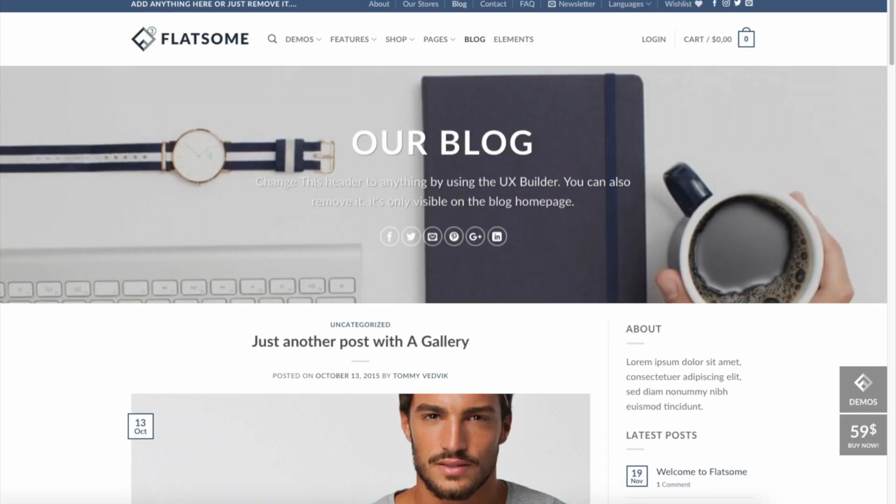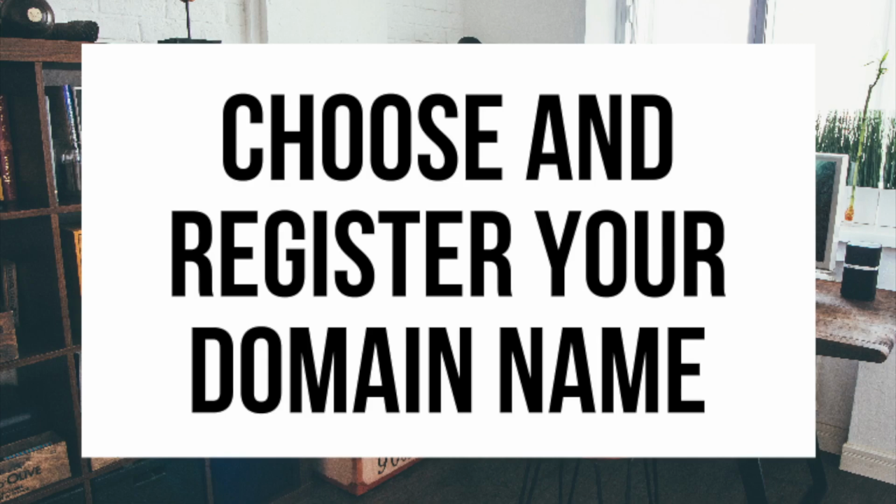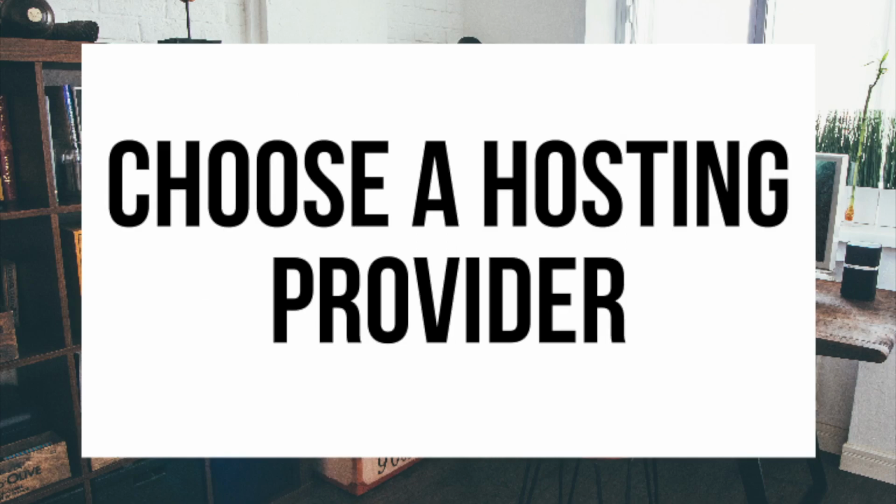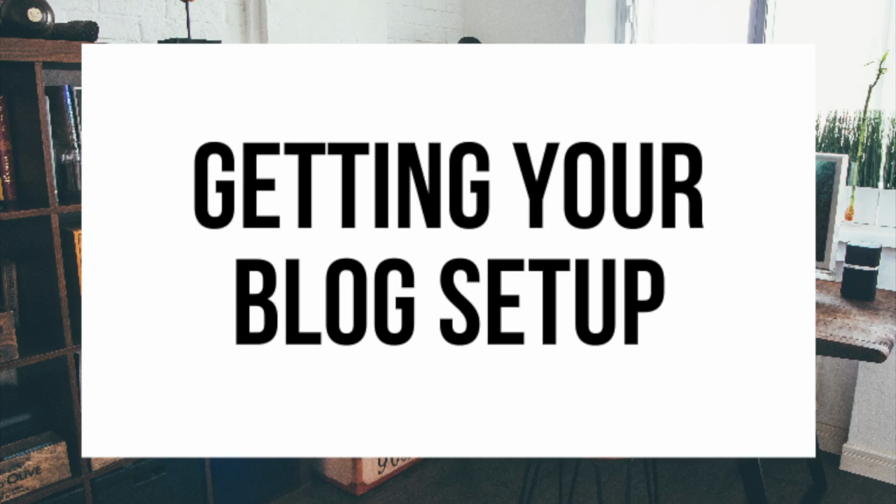The first step I'm going to cover is how to choose and register your own domain name for free. To have a blog, you have to have a domain name. Step 2, I'll be going over how to choose a hosting provider. To have a blog, you have to have hosting. Step 3 is getting your blog set up for free with the most popular blogging software today. The blogging platform is WordPress. If you want your blog to rank or reach success, WordPress is the way to go.